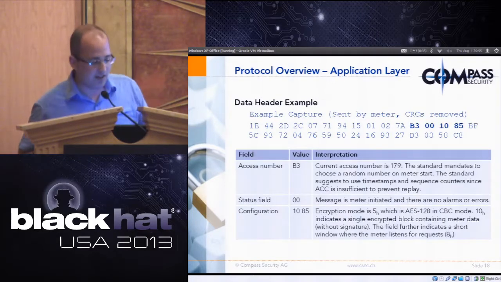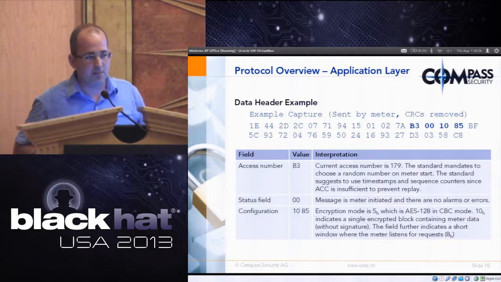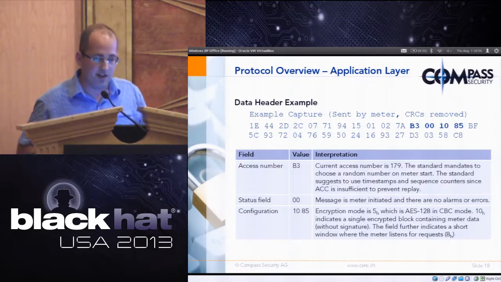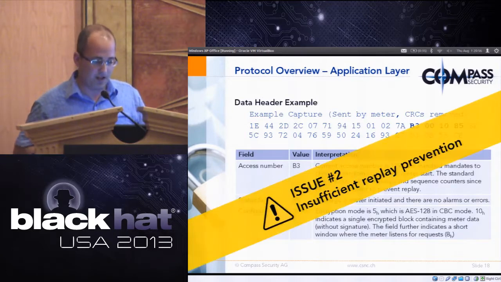If we look at that data header, I told you 1 byte is the access number. Then we have a status field which could also indicate alerts. So if you trigger some fraud detection mechanisms in the meter, they will signal it with the alert and error byte, and you can then go and query more detailed information from the meter. Then we have the configuration field. That configuration field actually signals encryption. There are different modes. We'll come to that.